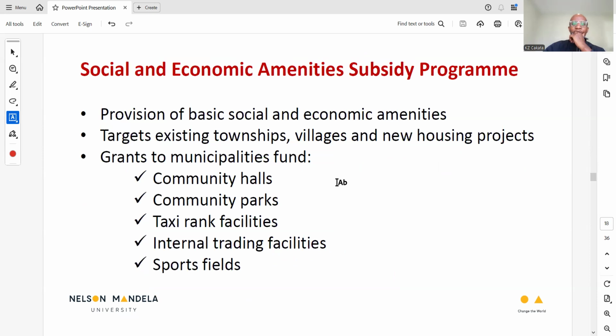And then there's a social and economic amenities subsidy program. This is the provision of social and economic amenities. This is the one that is not linked to the actual house where people live, but these are grants to municipalities to build taxi ranks, informal trading facilities, sports fields, community parks, all part of the holistic government subsidy program for human settlements.